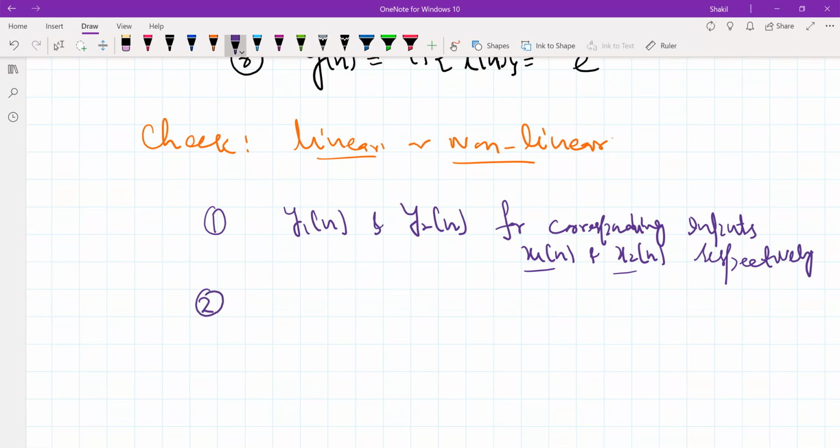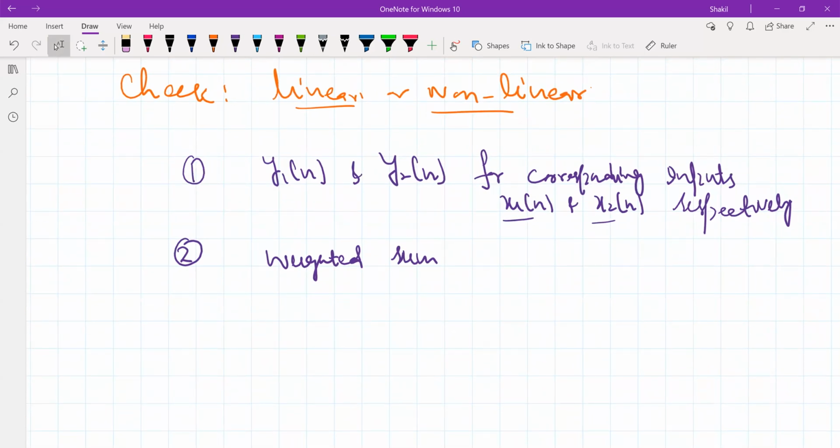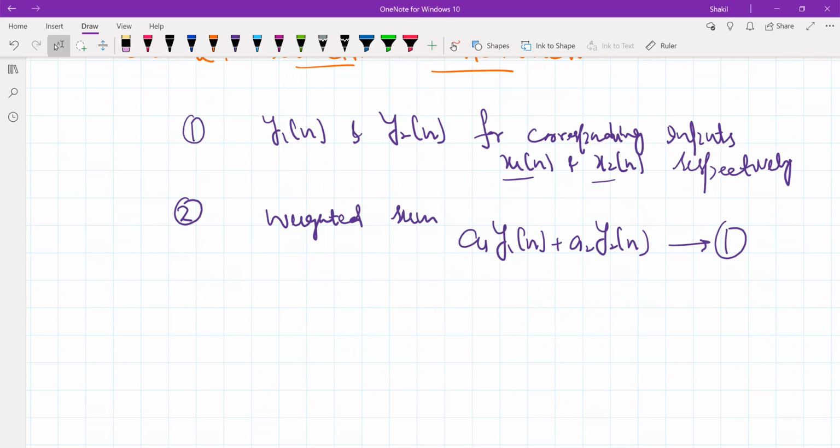The second step is to find the weighted sum of these individual responses. That is, a1 times y1 of n plus a2 times y2 of n. Suppose the result is named equation 1. Whatever y1 and y2 you computed from the first step, you then take a weighted sum. The weights a1 and a2 can be any values, and it should be true for any value.